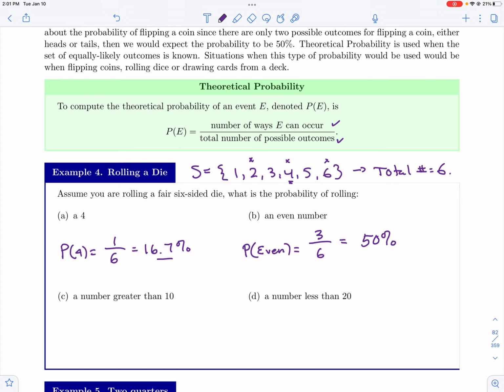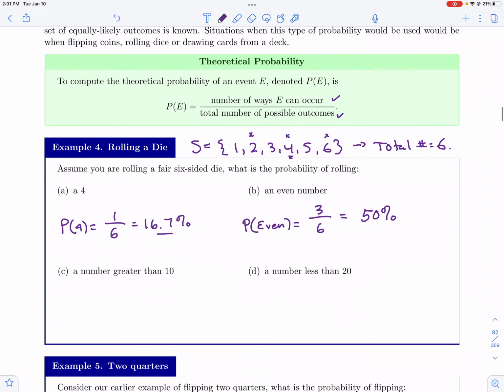All right, so C is kind of a trick one. We're looking for a number greater than 10. If we look at our sample space, are there any numbers that are greater than 10? Hopefully everybody's saying no at this point. So the probability of a number greater than 10 is going to be 0 over 6, which is going to give us a 0% probability. There's no way this event is ever going to occur, so it's 0%.